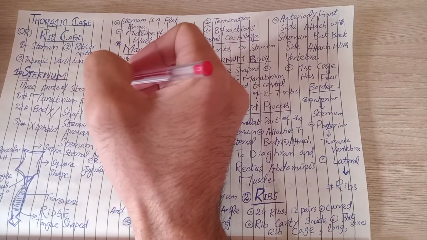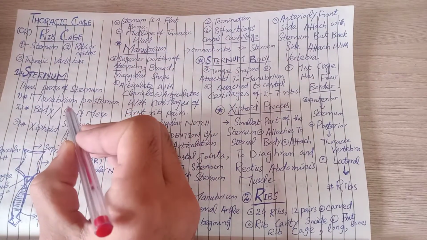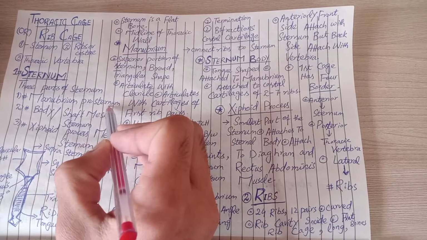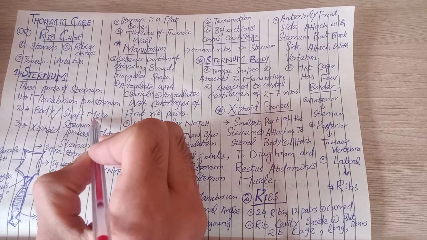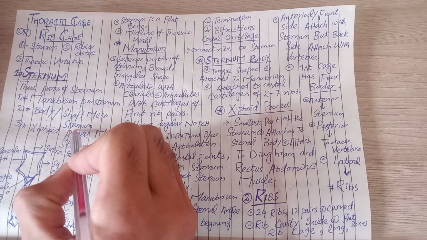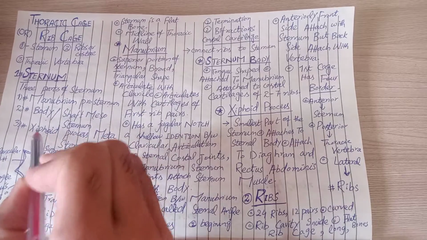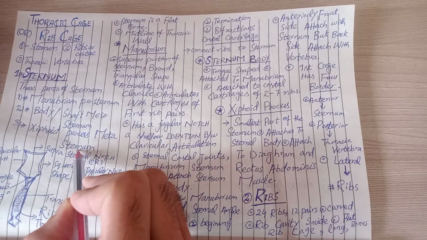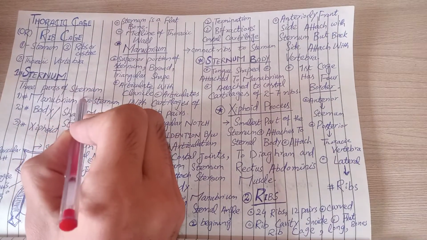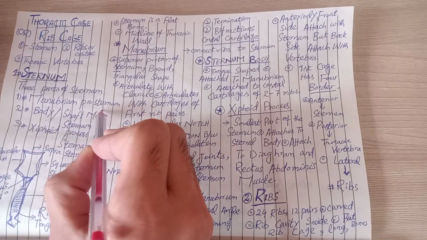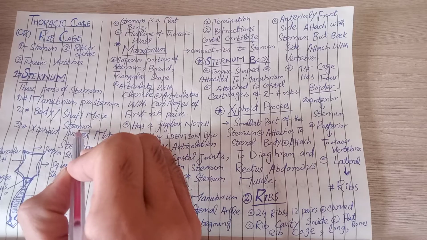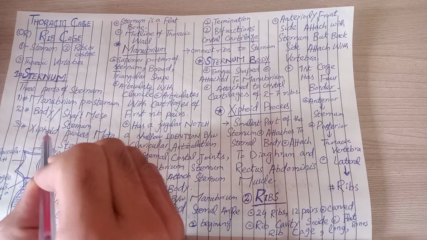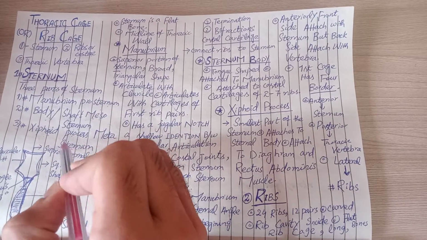The sternum consists of three parts. The first part is the manubrium, or prosternum. The second is the body, also known as the shaft, or mesosternum. The third is the xiphoid process, or metasternum.